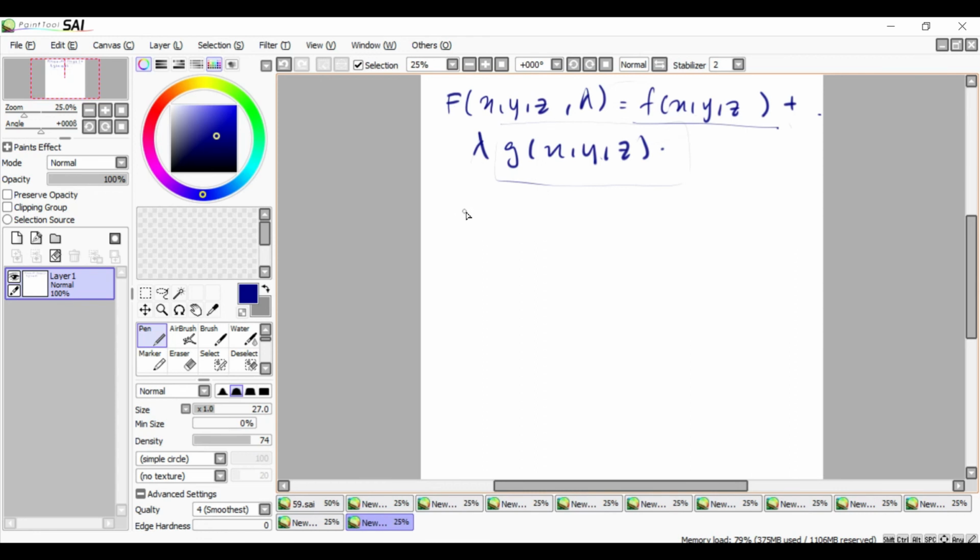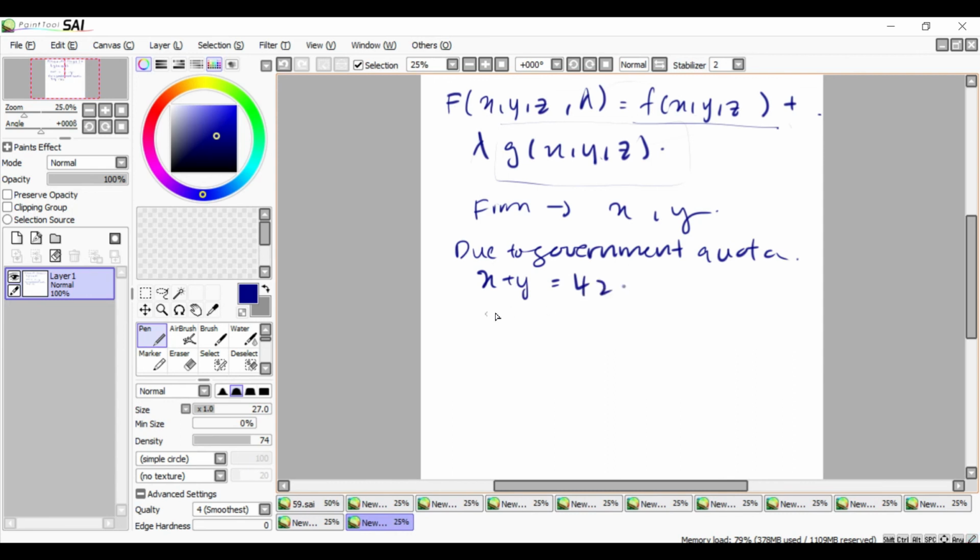So the example question is here: a firm makes two goods, x and y, and due to the government quota, there's a constraint of x plus y equals 42. And our main function is C(x, y) equals 8x squared minus xy plus y squared.